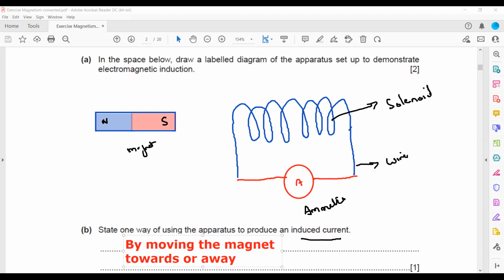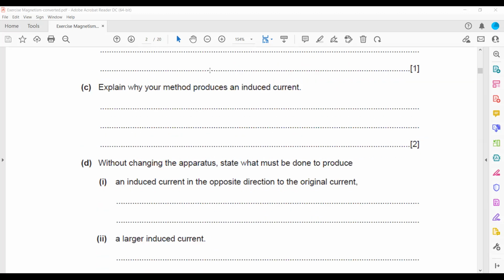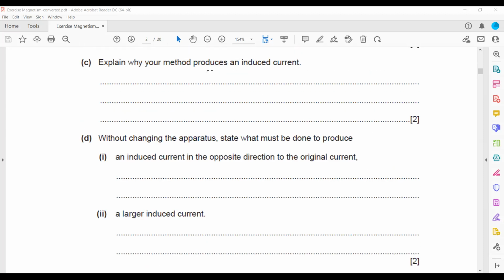So when we move the magnet either towards or away, there will be a change in the magnetic field, and that change in magnetic field induces EMF. You can also mention that moving a solenoid towards or away will also induce EMF. The second part: state why your method produces an induced current. So you have to explain why there's an induced EMF or induced current. So what is the reason for that?